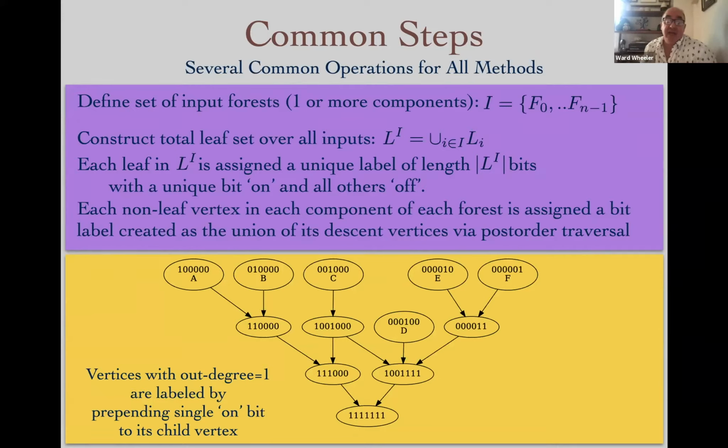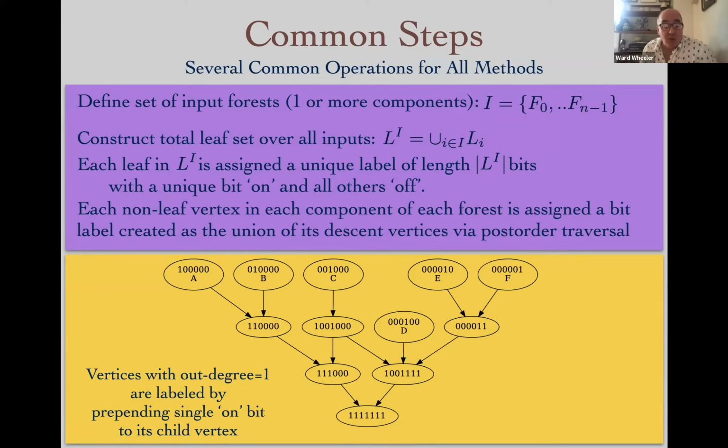Each non-leaf vertex of each component of each forest is then assigned a bit label created as the union of its descendants. Its immediate descendants, but of course that would progress to the root of the tree. And so by a post-order traversal, you create these bit representations, bit sets, for all the nodes on the tree. And then of course the edges are labeled the same way.